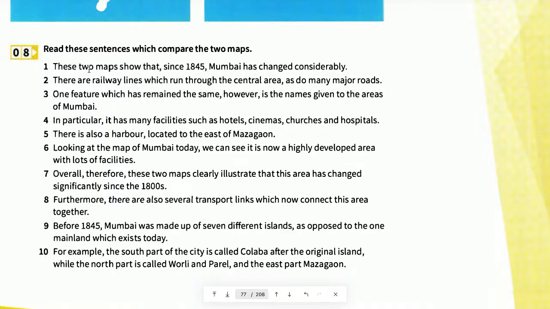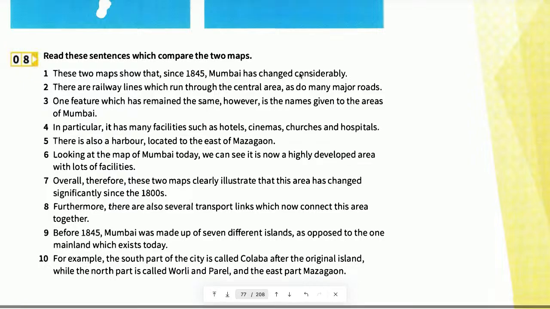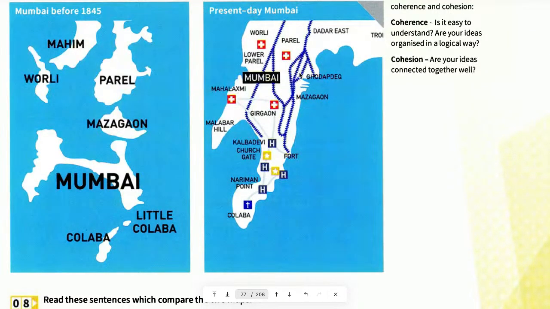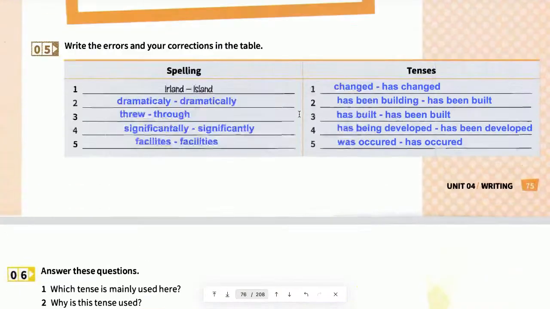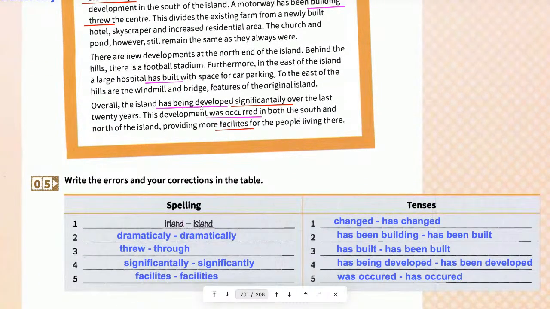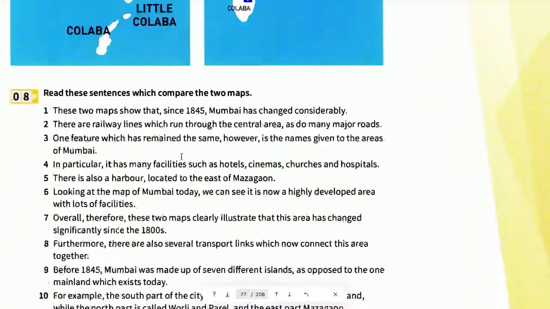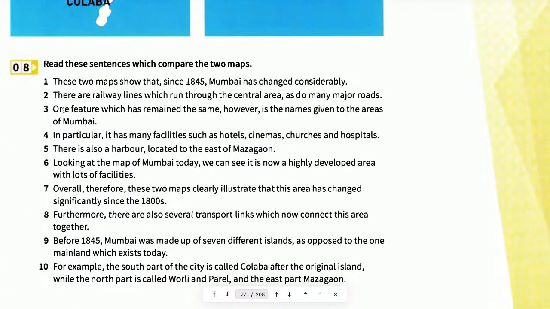Considerably. These two maps show that since 1845, Mumbai has changed considerably. So this can be used as an overall statement, okay? Just like before, overall, the island has been developed significantly over the last 20 years, okay? So there's nothing more to explain there.